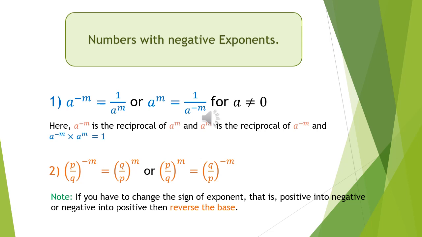Or if you have a number like p by q raised to the power m and you have to convert this number into negative exponent, then you will reverse the base, q by p, and the power will become negative because it is given as positive. So note, if you have to change the sign of exponent, that is positive into negative or negative into positive, then you will reverse the base.